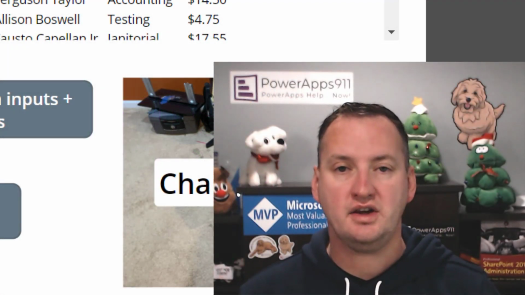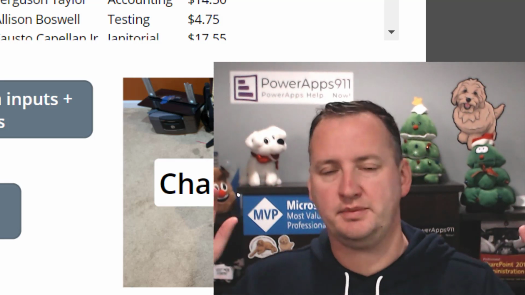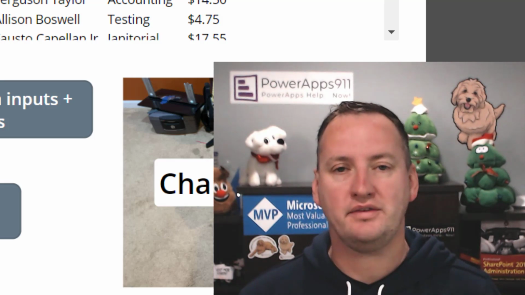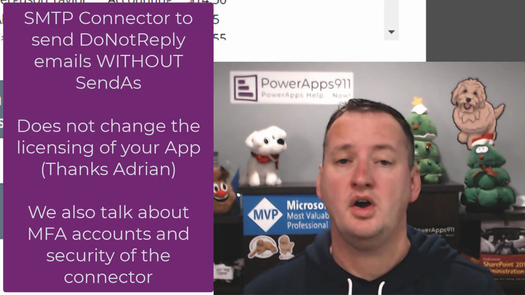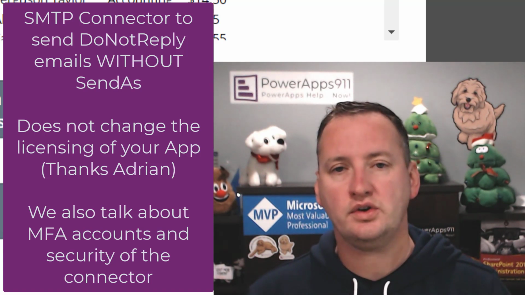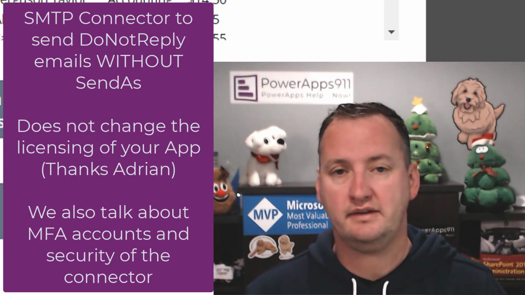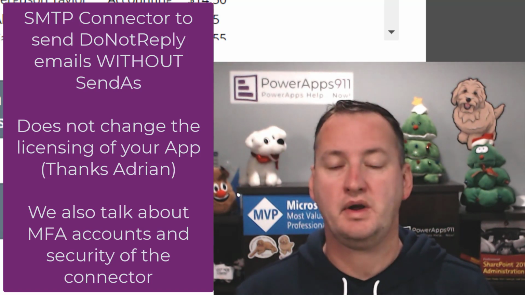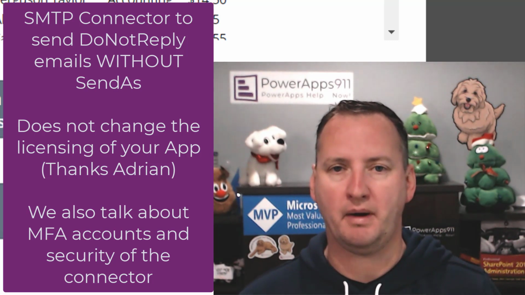Hi, my name is Shane Young with Power Apps 911, those guys. And today, other than being surrounded by Christmas stuff, we're going to learn about the SMTP connector in Power Apps. And we can use it with Flow as well. The idea of this connector is it's going to let us send an email from a hard-coded address, no matter who it is, and we're not going to have to jump through any of those weird send-as hoops where we're giving everybody access to someone else's mailbox.